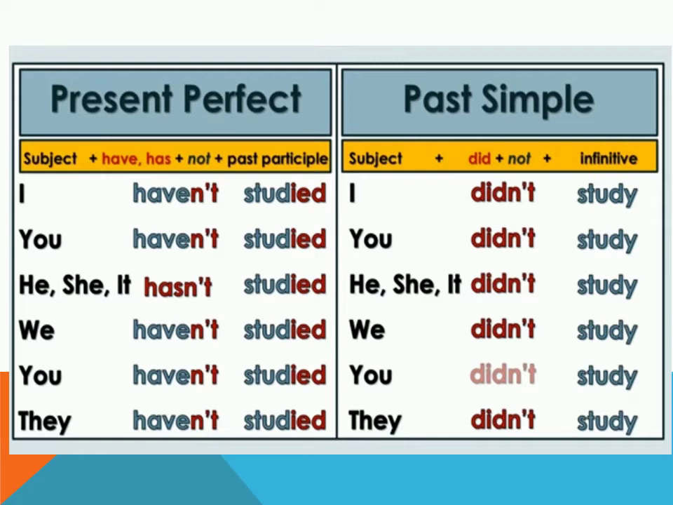For the past simple, we have the auxiliary did. Okay, in negative form, we have didn't. I didn't study. You didn't study. He, she, it didn't study. We didn't study. You didn't study, and they didn't study.